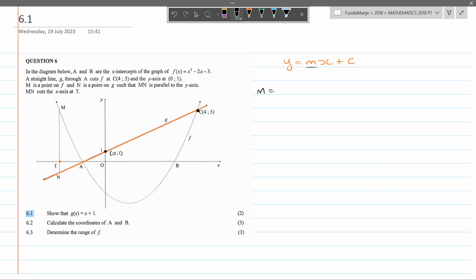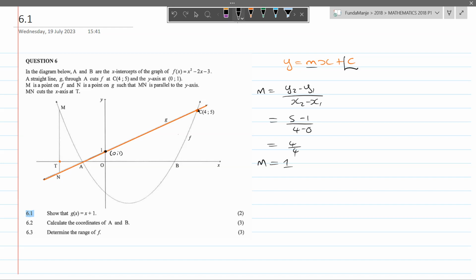So in this case, our gradient will be equal to y2 minus y1 over x2 minus x1, which is 5 minus 1 over 4 minus 0. This gives us 4 over 4, which is 1. Then this is now our gradient.